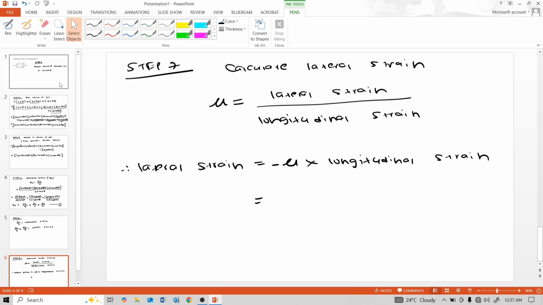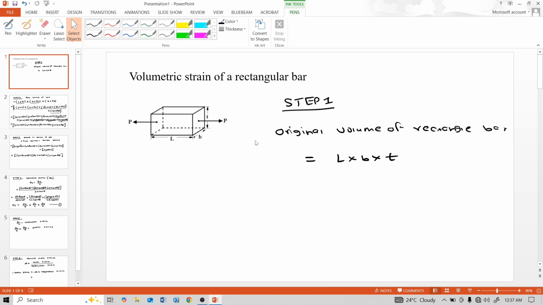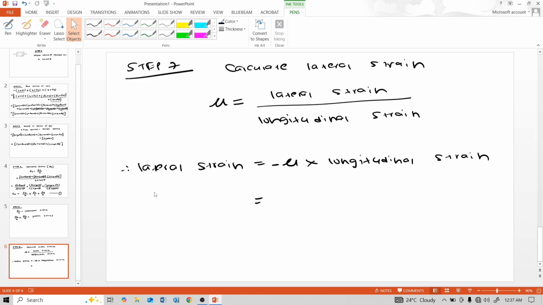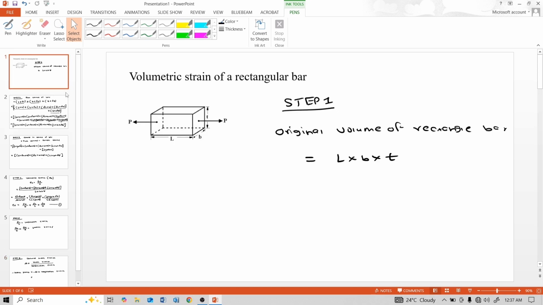In the lateral strain equation, I write Poisson's ratio, and in front of this Poisson's ratio I write a minus sign. See, when an axial load acts on a rectangular bar, the longitudinal length increases and the breadth and thickness decrease.